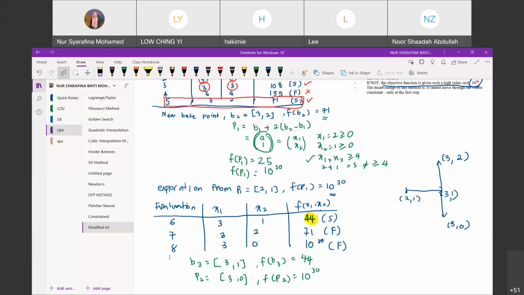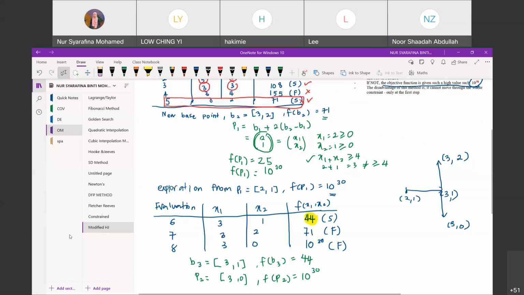Because that is only the process. But you have to know that for this modified Hooke and Jeeves, you have to consider the constraint. If the constraint is not fulfilled, you just substitute the very high value of 10 to the power of 30 there. That's the only difference between Hooke and Jeeves and modified Hooke and Jeeves. And the rest are similar. Okay, is that clear?